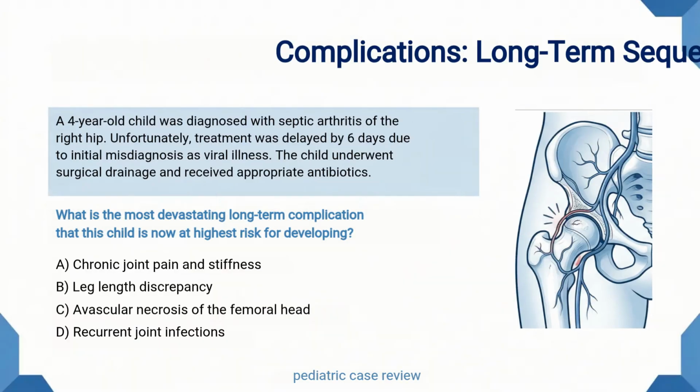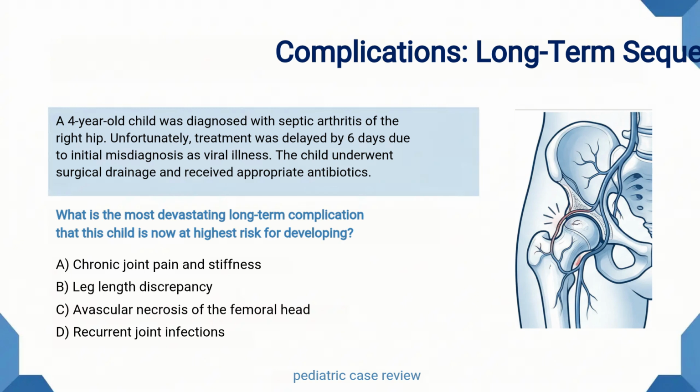A 4-year-old child was diagnosed with septic arthritis of the right hip. Unfortunately, treatment was delayed by 6 days due to initial misdiagnosis as a viral illness. The child underwent surgical drainage and received appropriate antibiotics. What is the most devastating long-term complication that this child is now at highest risk for developing?